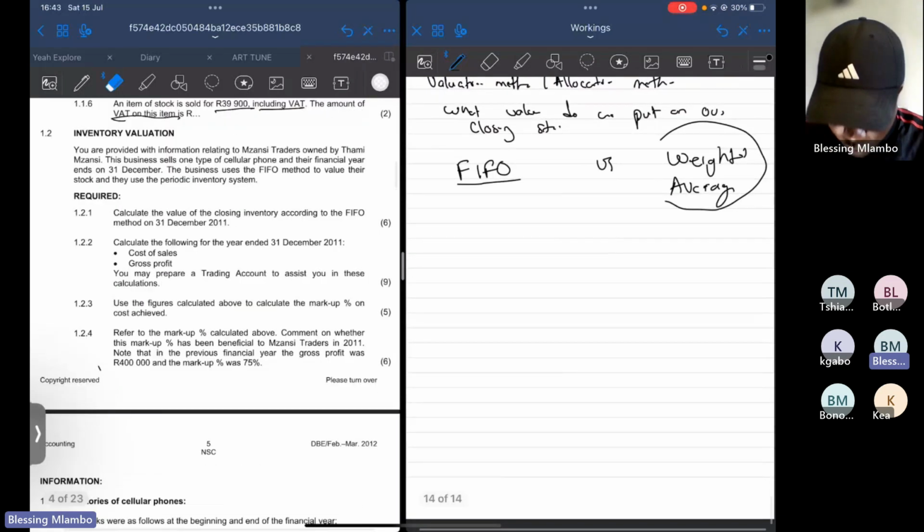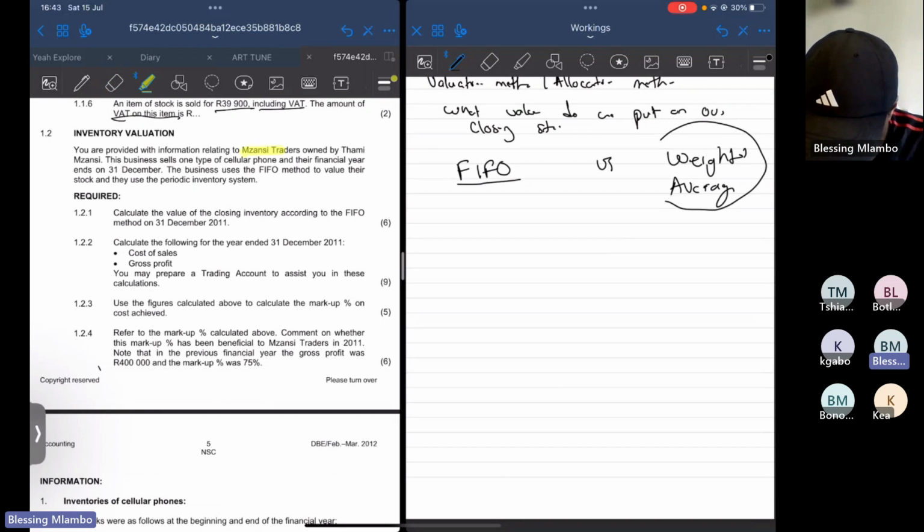You'll see it with this question we're doing now. They're saying you are provided with the information relating to Mzansi Traders owned by Tami Mzansi. The business sells one type of cellular phone, and the financial year end is the 31st of December. The business uses the FIFO method to value their stock.